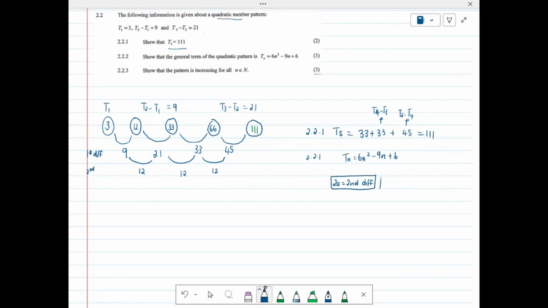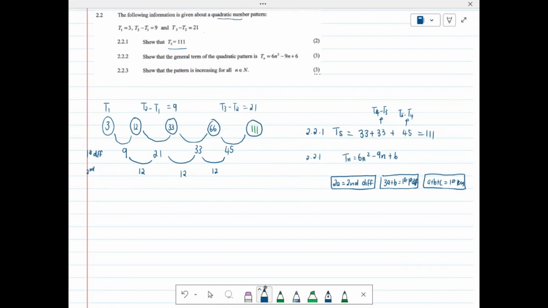We use the formula 3a plus b equals our first difference. And finally, we use the formula a plus b plus c is equal to our first term.